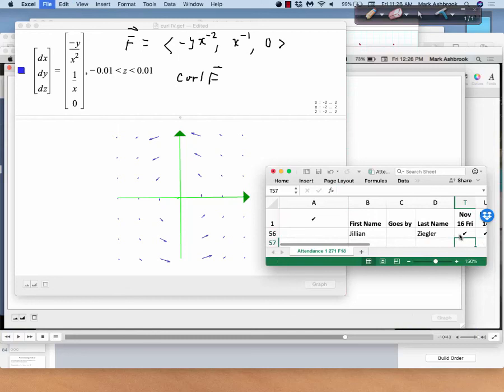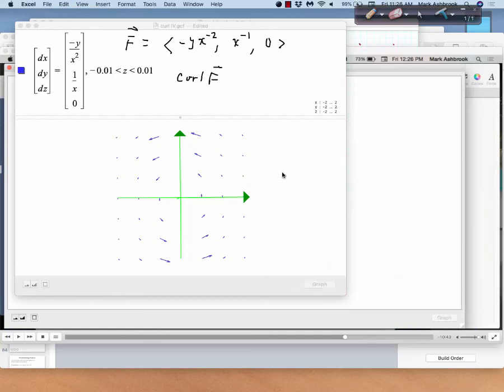What'd you get? Did you get 0 for everything? You should have got 0, 0, 0. So what does that mean? What does that mean about this vector field? Think about the flywheel, right? The flywheel's moving around here. It's going to move around counterclockwise. So what's going to happen? It's not going to rotate.